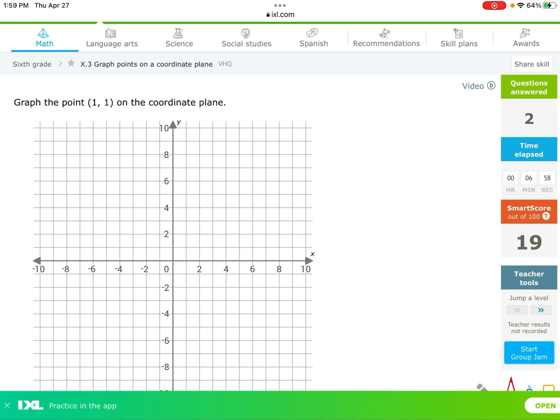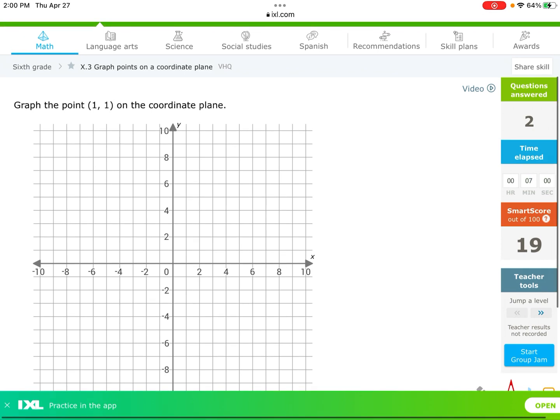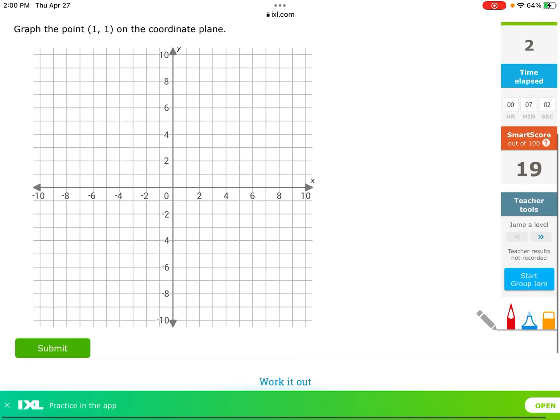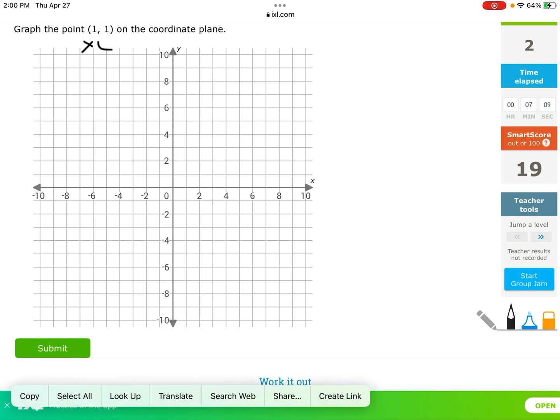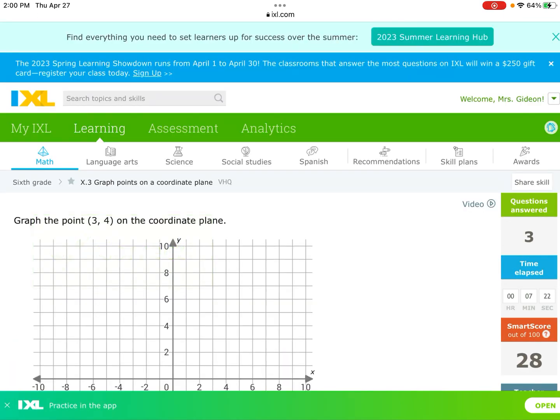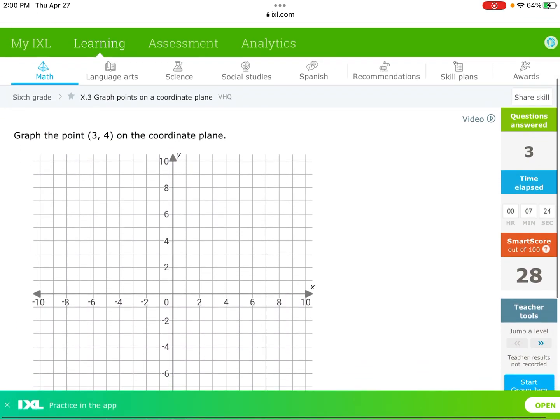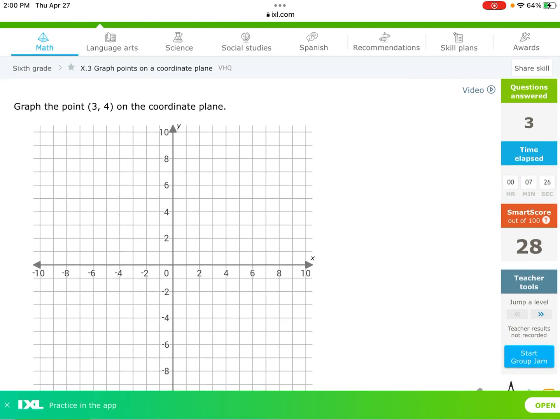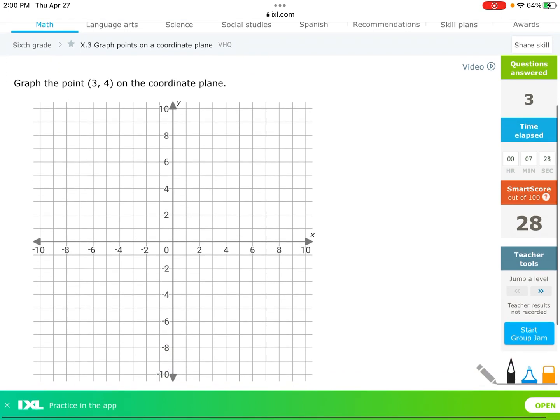On this one, the X value is 1, and the Y value is 1 also. So this one's going to be kind of hard to mess up. So I start at the origin, +1, I go over to the right one, and then the Y value is a +1, I go up 1. So I graphed it. Let me do one more, and then I'm going to have you do this, and I'll talk about what I want you to do.